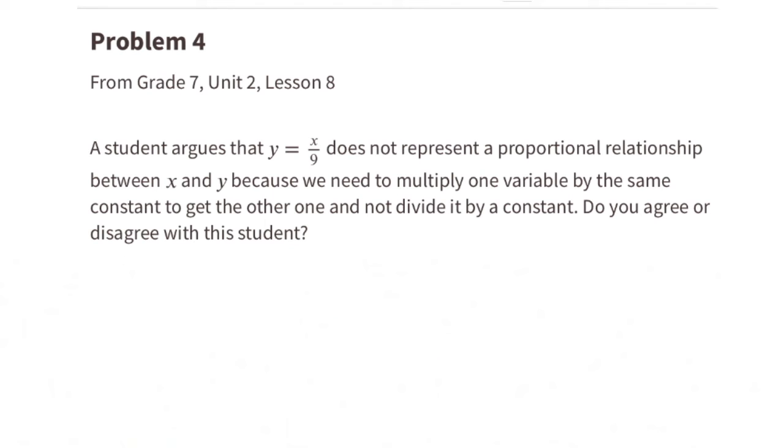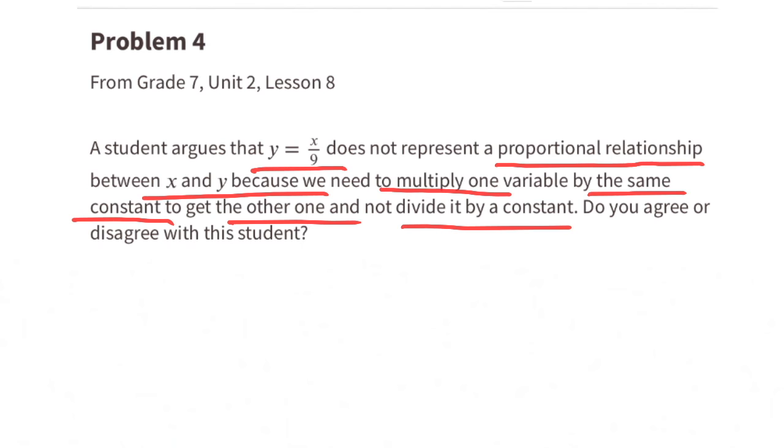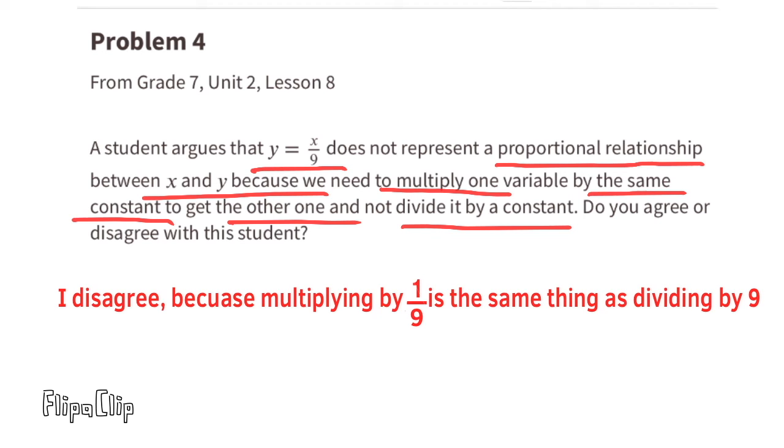Problem number 4 from 7th grade, Unit 2, Lesson 8. A student argues that y equals x over 9 does not represent a proportional relationship between x and y because we need to multiply one variable by the same constant to get the other one and not divide it by a constant. Do you agree or disagree with this student? I disagree because multiplying by 1/9 is the same thing as dividing by 9. In this situation, y equals x divided by 9 would be the same as y equals 1/9 times x.